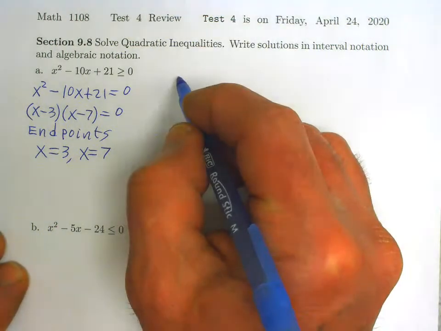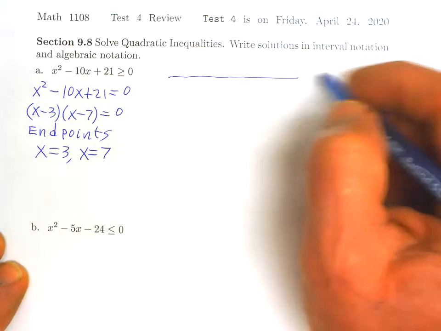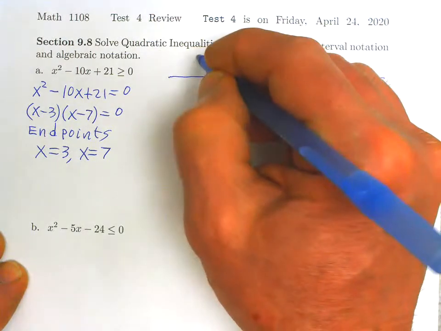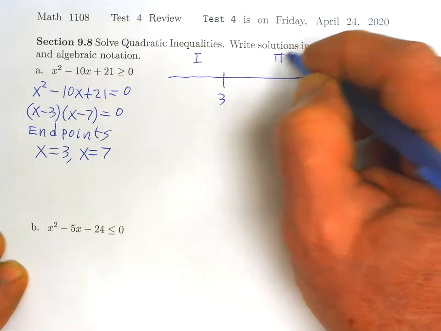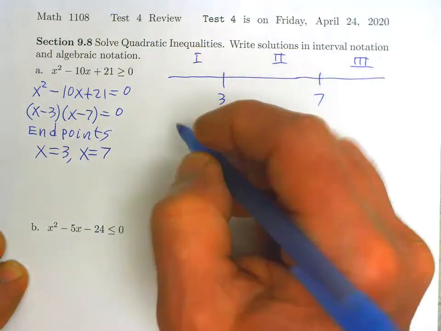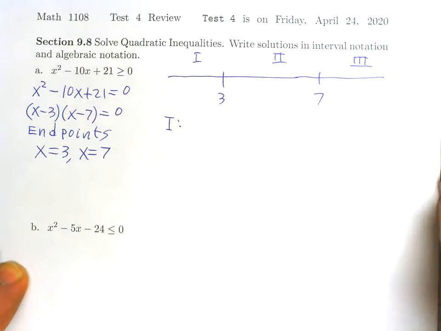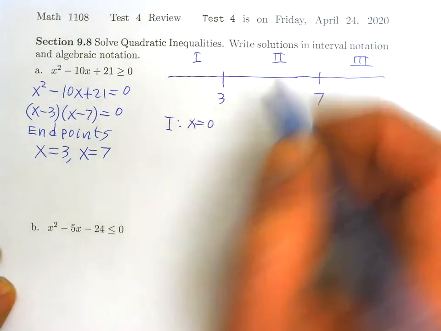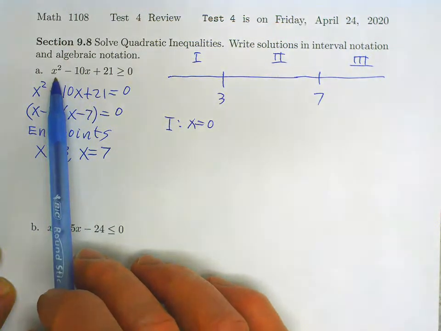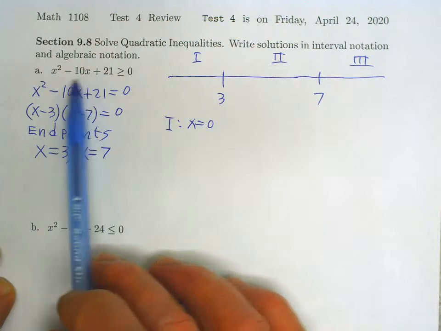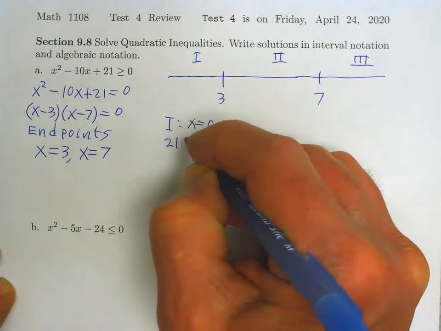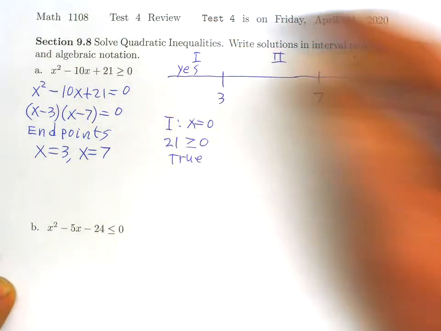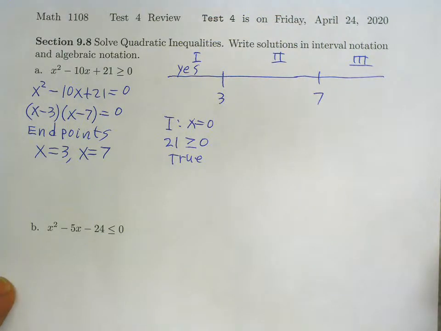So we go through the process of plotting the numbers on the number line, 3 and 7. Those two numbers divide the number line into 3 separate intervals. And then we pick a test point from each interval. In the interval on the left, we can pick x to be 0. And then in the inequality, replace every x with 0. We get 21 greater than or equal to 0. That's true. So all of the numbers from negative infinity to 3 are solutions.